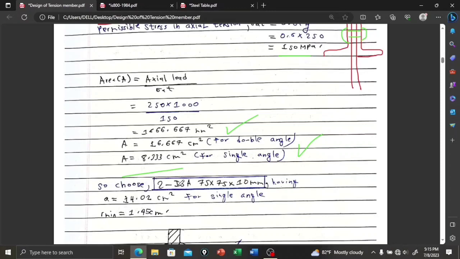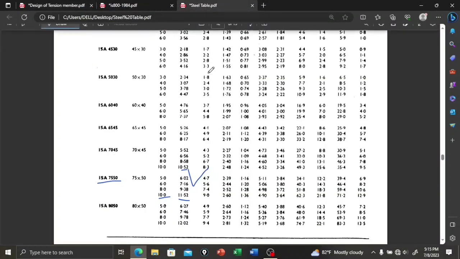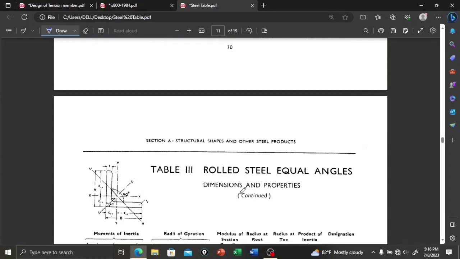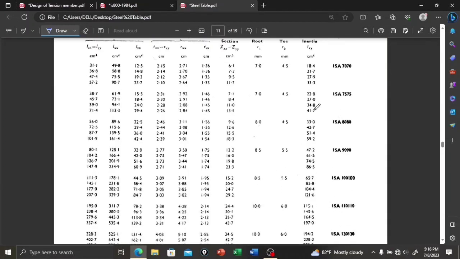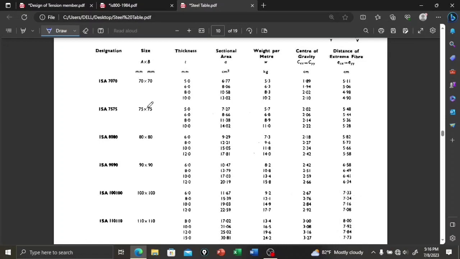So I have chosen 75 75 10. 75 and 75 are equal, so this is an equal angle, 75 75 10, and the area is 14.02.